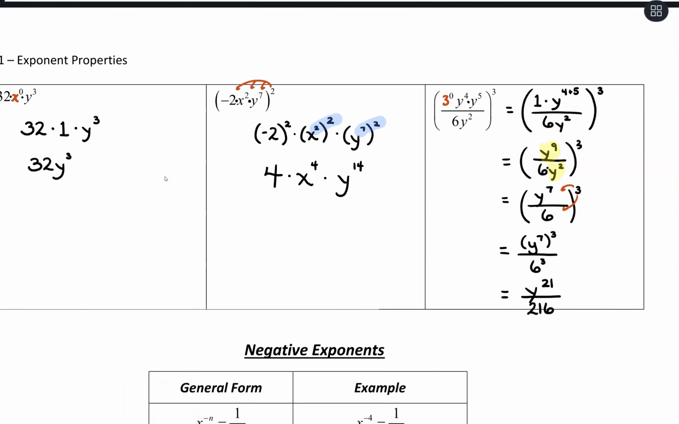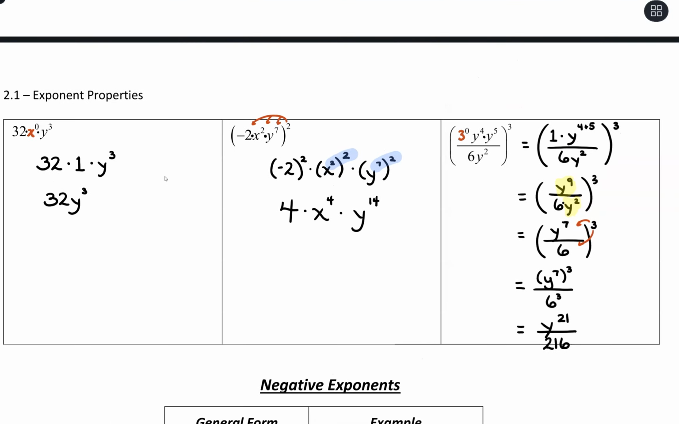And I'm going to go ahead and pause there since that's a good length for a video, and I'll go on to negative exponents and combining kind of mixed expressions, mashing all of these rules together to simplify expressions.